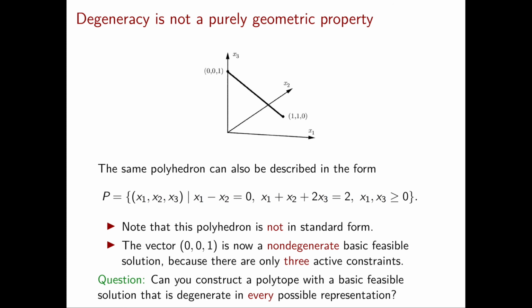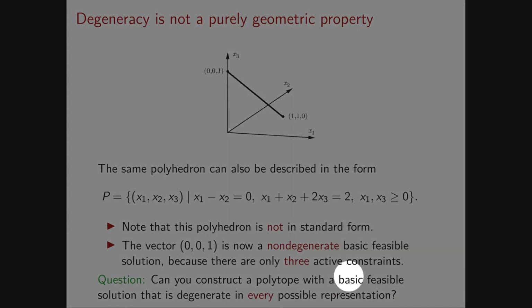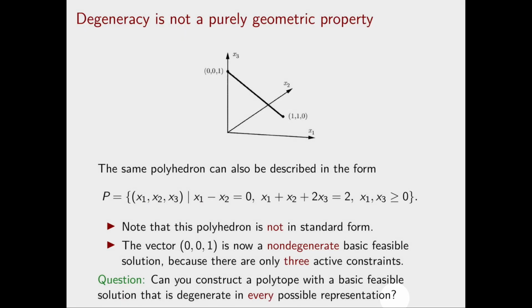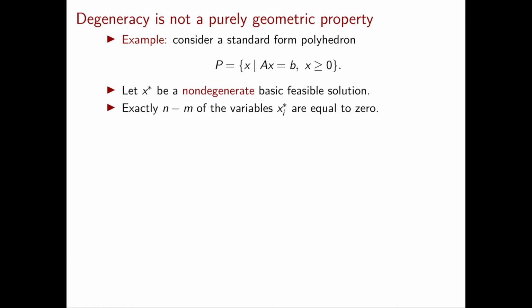In fact, I challenge you to construct a polytope with a basic feasible solution that is degenerate in every possible representation. The hint is that you can't construct such an example in dimension 1 or 2, you need to look at dimension 3. It turns out that actually the reverse can always be done. You can always make a non-degenerate basic feasible solution a degenerate basic feasible solution. Let's see how we can do it for standard form polyhedra.